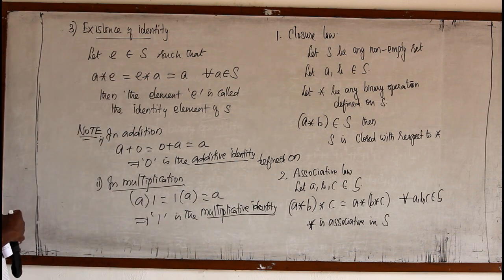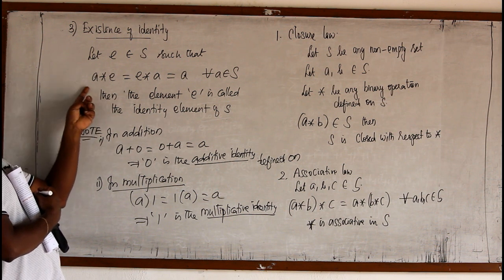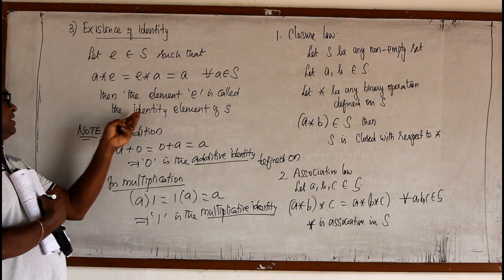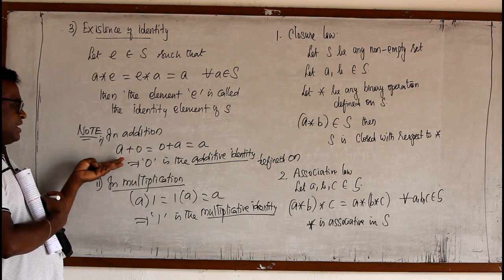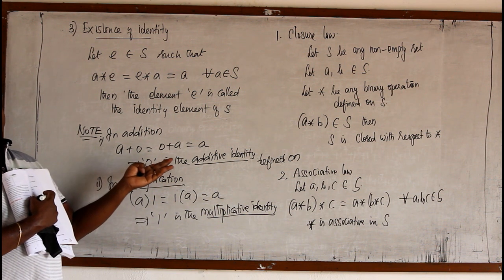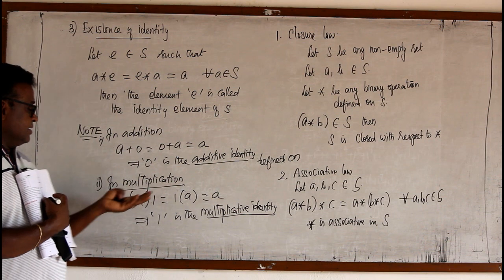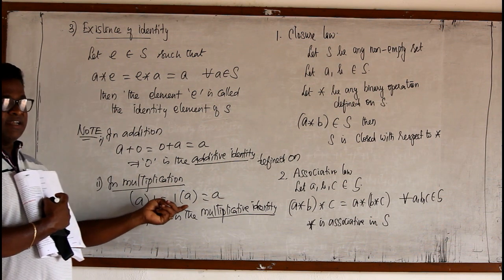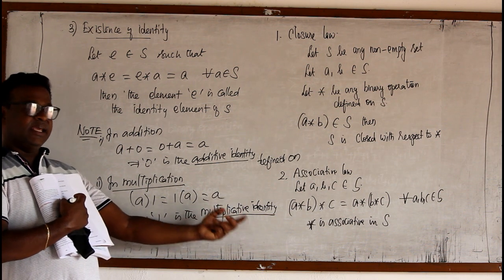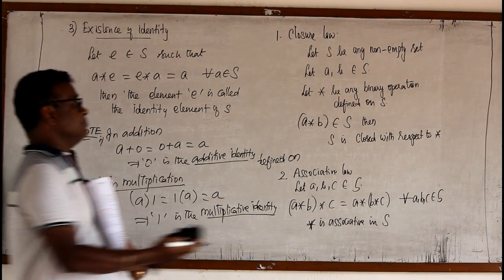In that set, this is called existence of identity. If I operate any element with E, the answer will be that element. That means E won't get involved, and E is called the identity element. In addition, we know 0 won't be involved, therefore 0 is called the identity element in addition, so it is known as the additive identity. Similarly, in multiplication, either A into 1 or 1 into A will give only A. Therefore, 1 is called the multiplicative identity element.